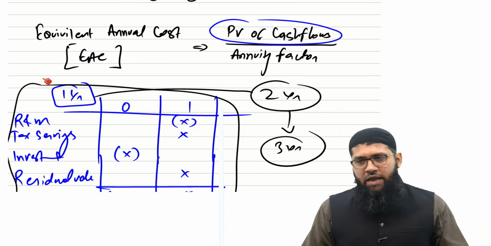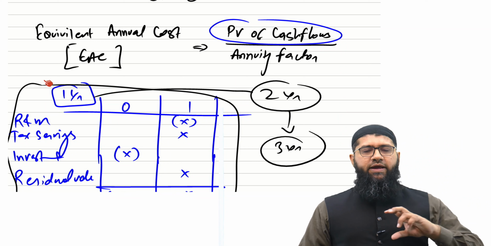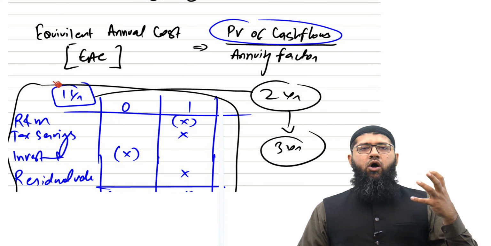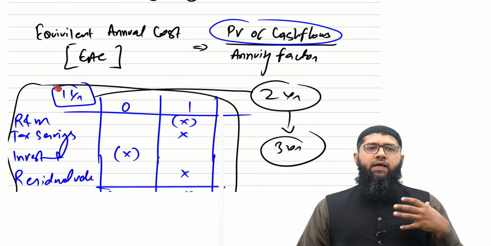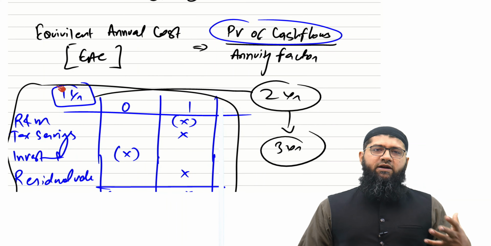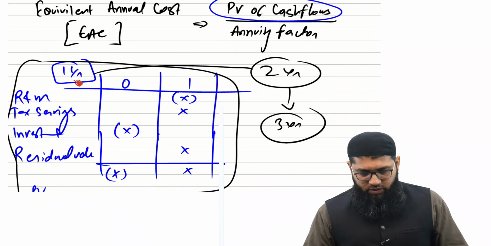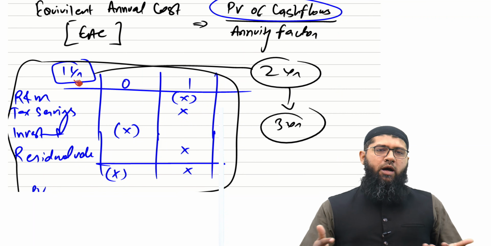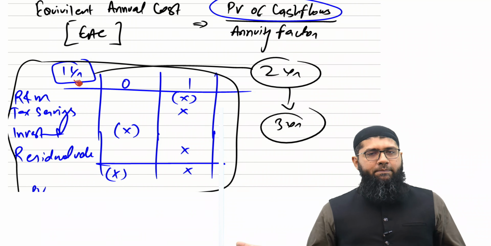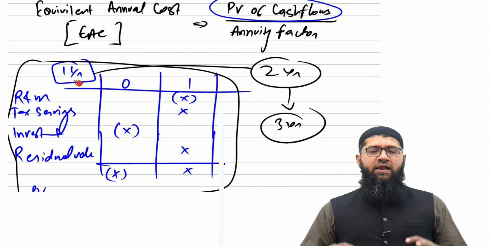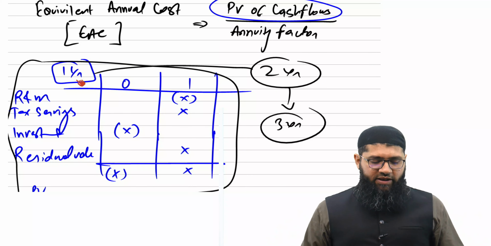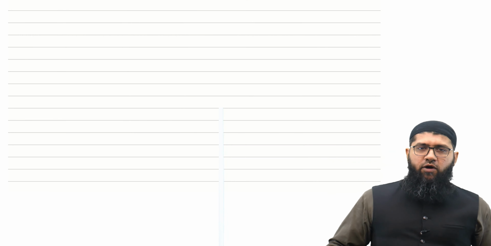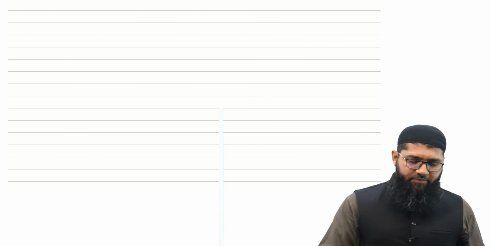So the equivalent annual cost is the present value of the cost on an annual basis. Obviously, whichever has the lower equivalent annual cost, you would opt for it. 1 year, 2 year, 3 year, depending upon whichever replacement cycle gives you the lower cost, you will go for it. Let's move a bit forward. Let's have a bit more discussion.